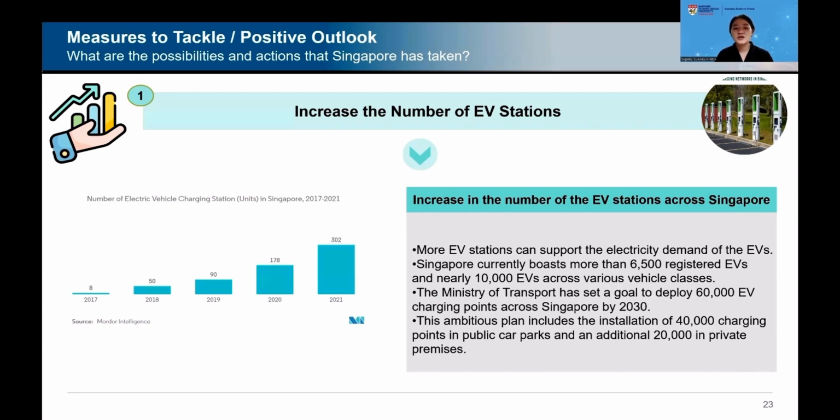Singapore's EV population has grown to 6,500 registered vehicles. Singapore also has a very positive trend in the number of EV stations. As mentioned by the Ministry of Transport, there will be 60,000 EV stations across Singapore by 2030, and the locations will be spread across different areas.